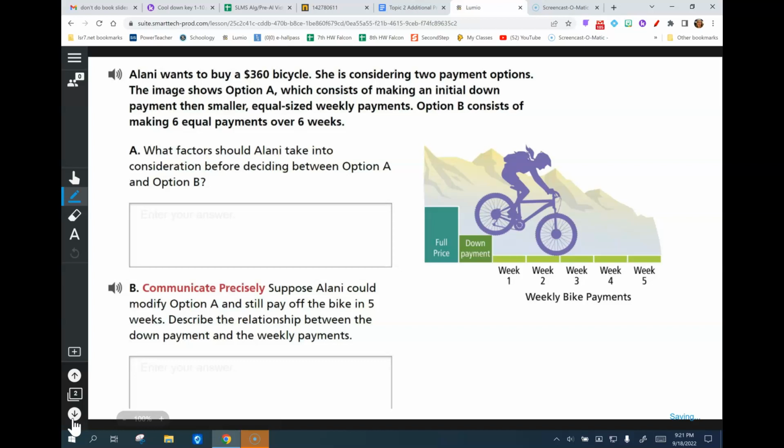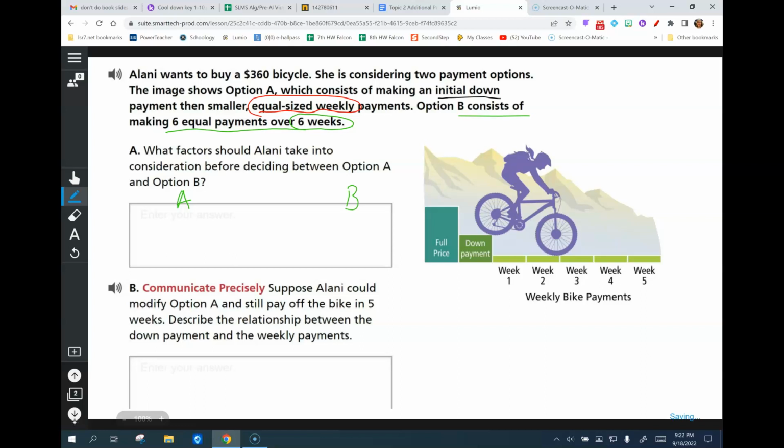So Lonnie wants to buy a $300 bicycle. She's considering two payment options. The image shows option A, which consists of making an initial payment, then smaller equal-sized weekly payments. Option B consists of 6 equal payments over 6 weeks. Okay? So what I'd like you to do right now is pause your video, read through this, and see if you have some ideas on how that would look and what she needs to take into consideration. Go. So we have option A and we have B.